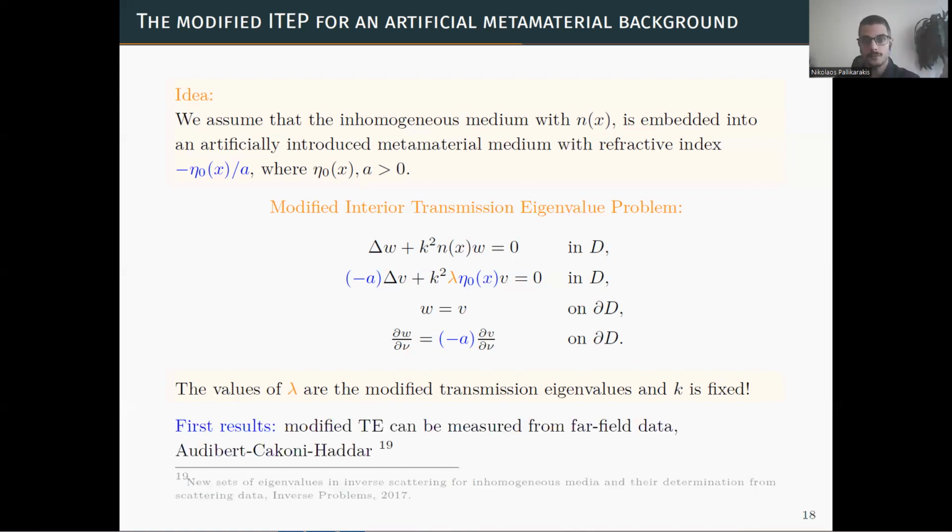And the first result in this problem was due to Audibert, Cakoni, and Haddar in 2017, where in their paper they proved that these types of eigenvalues can also be measured from far-field data. So indeed, it's useful to study this problem because it can be chosen instead of the classic one for reconstructions or for target identification or for non-destructive testing.